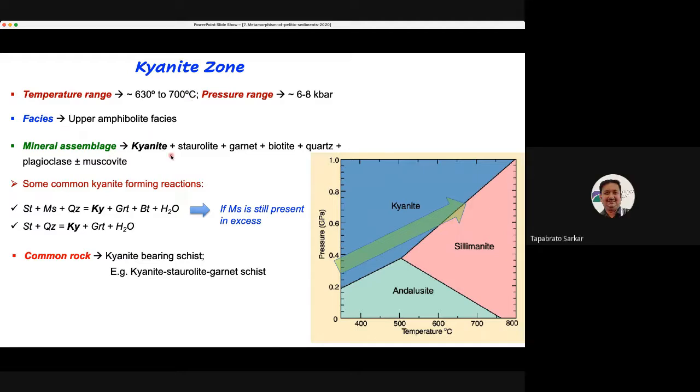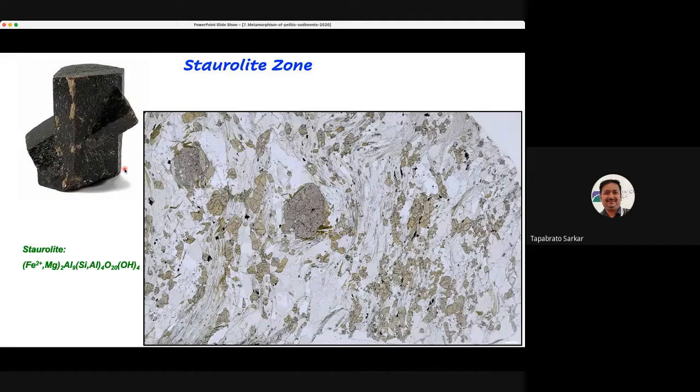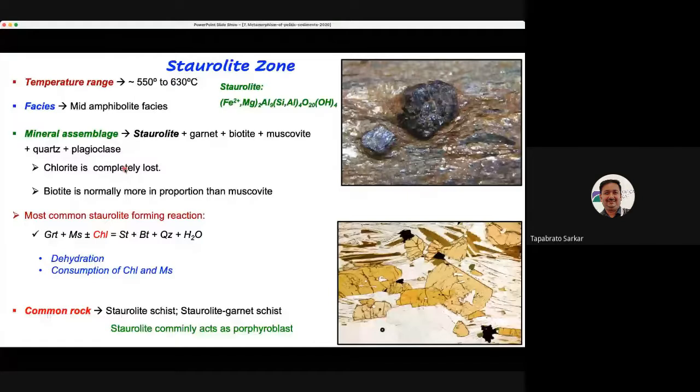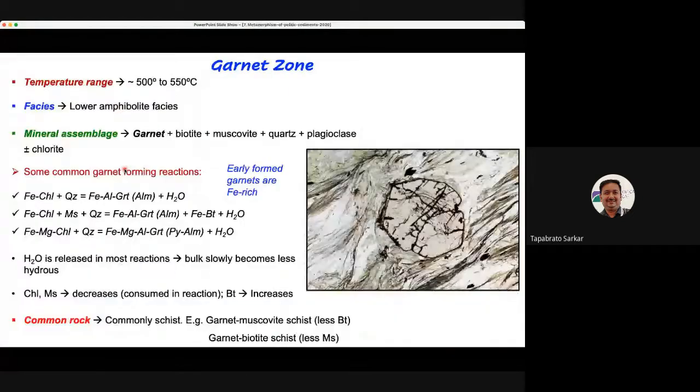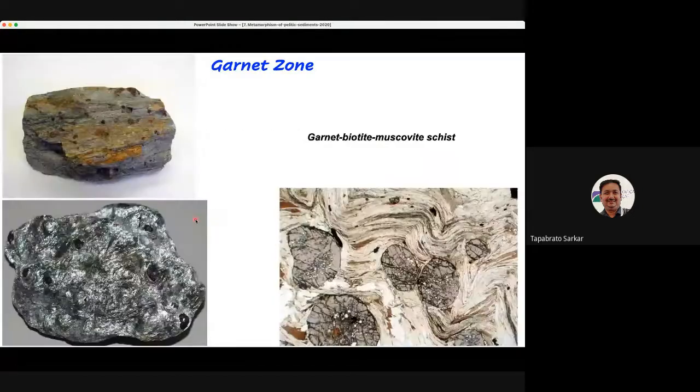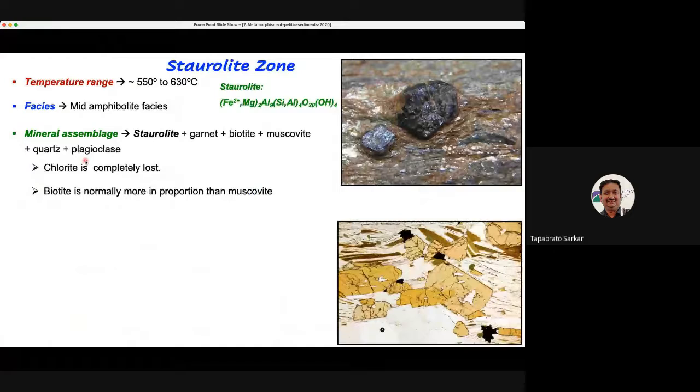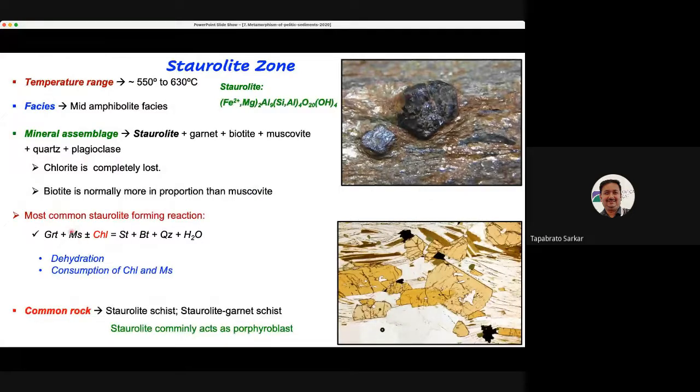Okay, so you see that a new mineral, kyanite, has appeared, and the previous zones, the staurolite zone, garnet zone, and biotite zone, all these minerals are also present. Quartz and plagioclase are already there, plus or minus muscovite. As you can understand from the previous zones, if you look at the garnet zone, muscovite is being consumed. What you are forming is biotite. If you look at the staurolite zone, the reactions, muscovite is being consumed. What you are forming is biotite.